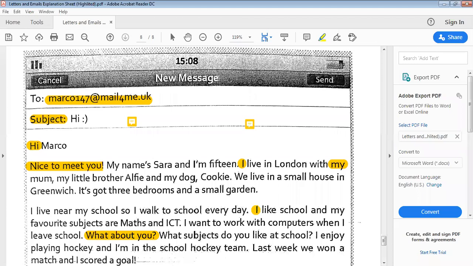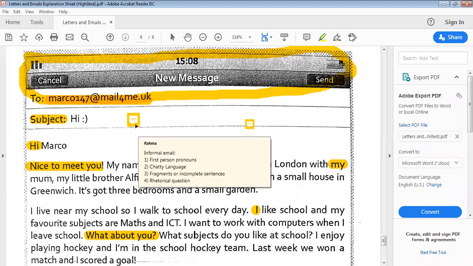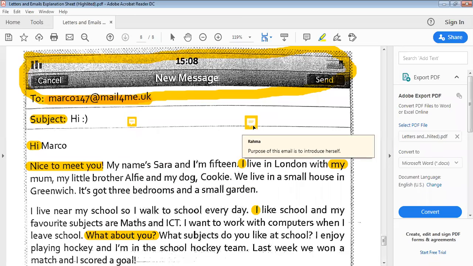If this is a reading text that came to me, then I can easily tell that it's an email, not a letter. Why? Because of this part, and because the email is written. So this is an email, an informal email, okay? Now, the purpose of this email is to introduce the sender, okay? The sender is introducing herself.